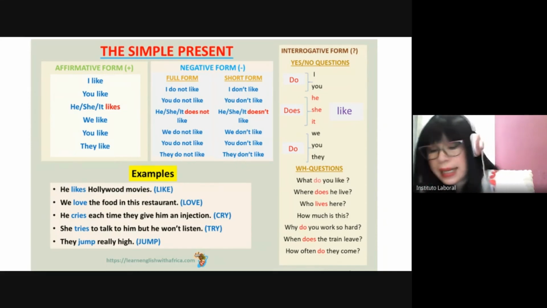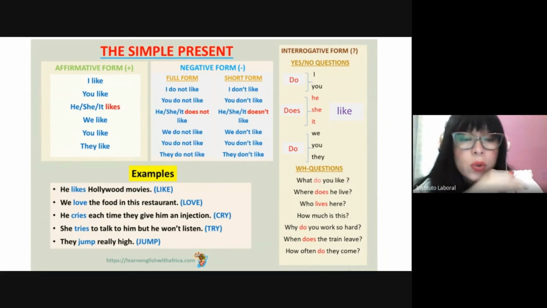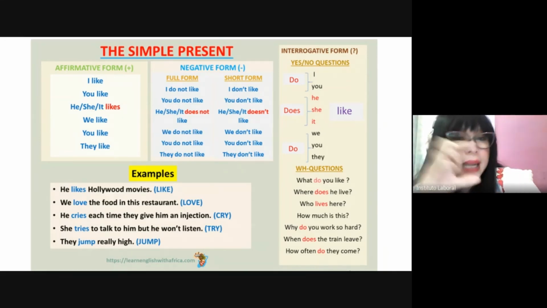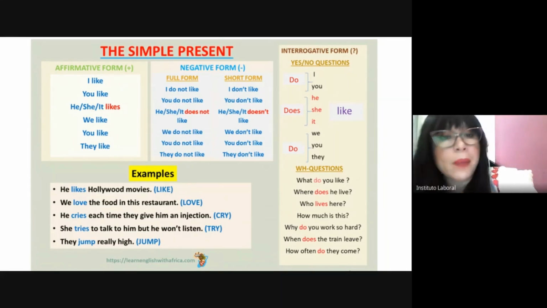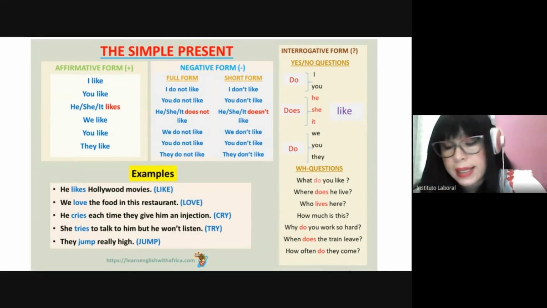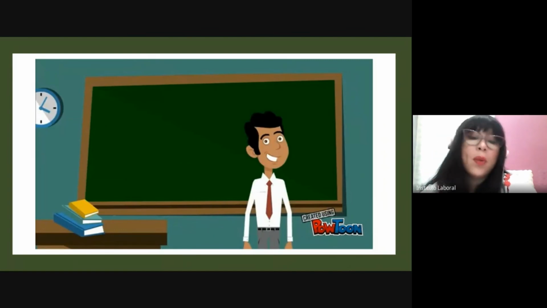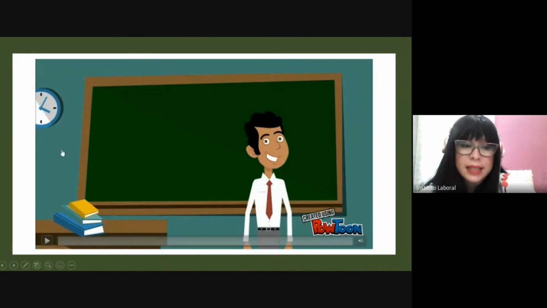No necesita la S. Solamente le añado la S cuando el sujeto es la tercera persona del singular o su equivalente en el noun. Por ejemplo, en vez de decir he, dice Pablo, o en vez de decir she, dice María. Ya sé que es la tercera persona del singular y el verbo en el simple present debe llevar una S. Ok, vamos a ver un poquito más de cómo se forma el present simple.